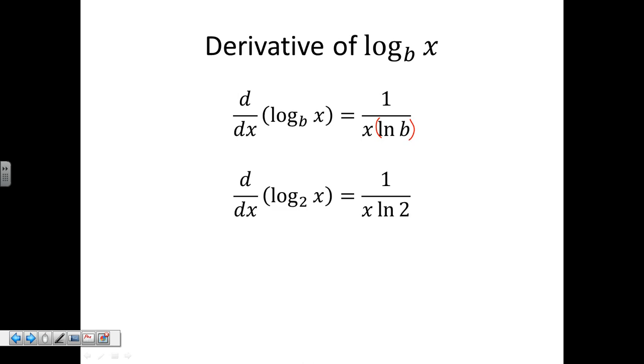Now, just to give you an example of this, the derivative of the log base 2 of x is going to be equal to 1 over x natural log of 2. Again, that natural log of the base number is in the bottom of the fraction. If you don't see a base on a logarithm, that's the implied log base 10. So the derivative of the log of x is 1 over x natural log of 10.